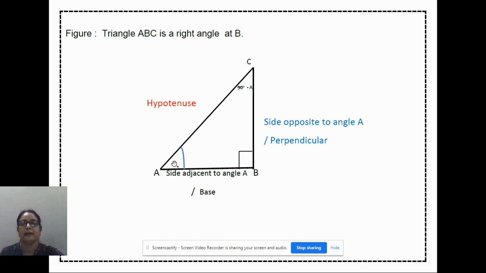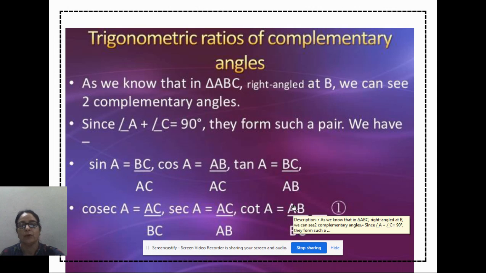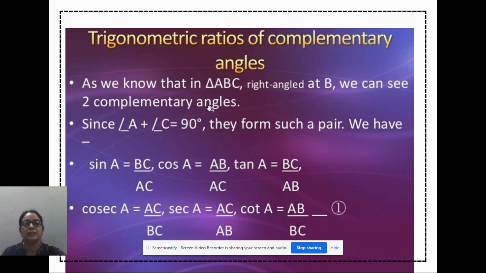So this is 90, this is angle A. So what will this angle C be? 90 minus A. Based on this, we can find complementary angles of all the ratios. That is 6 ratios. Let's see what the ratios are. As we know triangle ABC is a right angle triangle, we can see two complementary angles which form a pair.